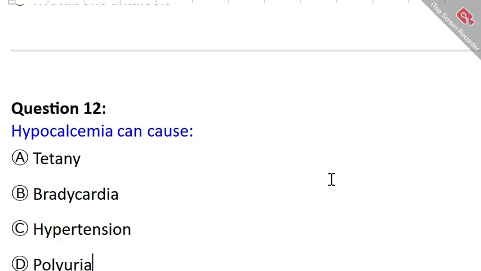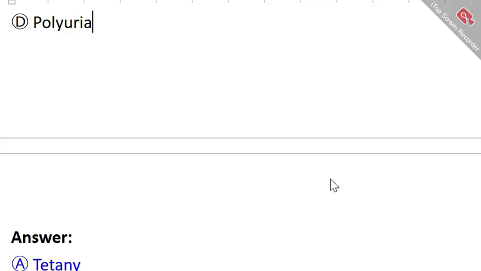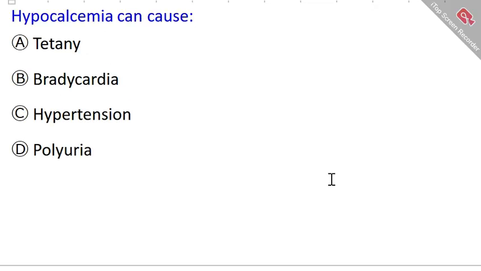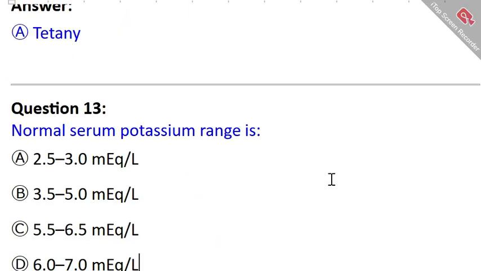What can hypocalcemia cause? Read the 4 options. After that, I will give you the correct answer. In this scenario, the correct answer is option A. Option A is tetany. So hypocalcemia causes tetany. Let's move to the next question.